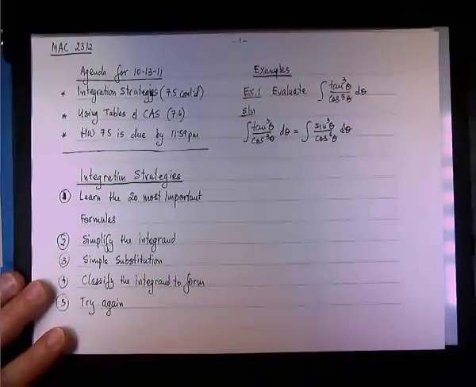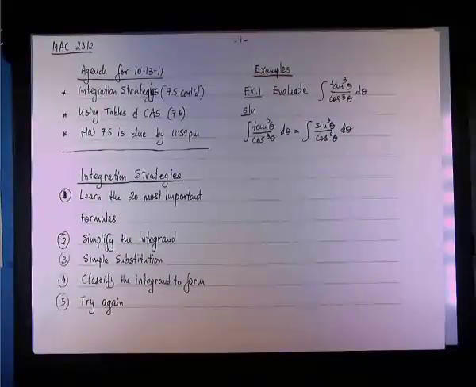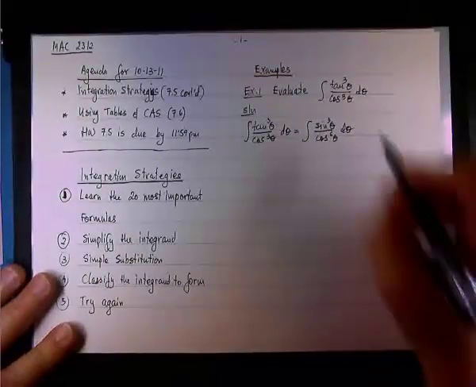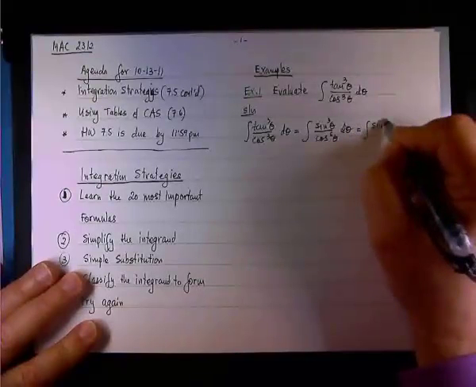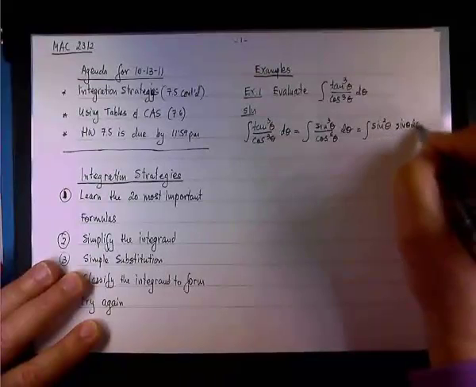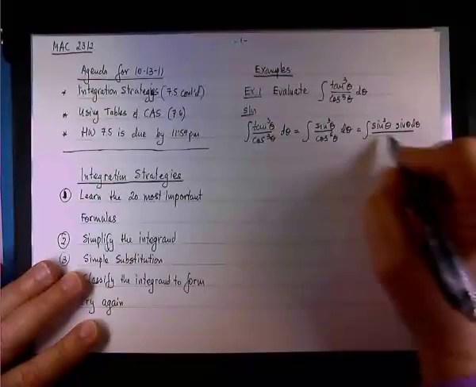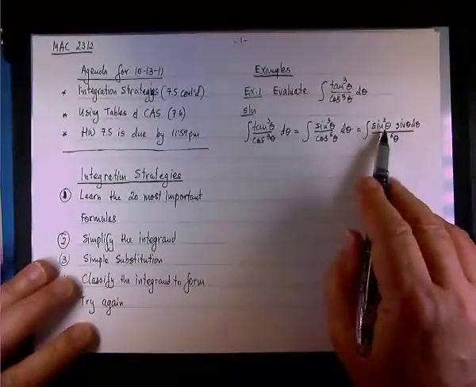Okay? Now, what do you do next? Whenever we have the cosine, we like to have sine theta d theta as our differential, right? So this leaves us with sine squared of theta, and then we have the sine theta d theta, and below we have the cosine to the 6.